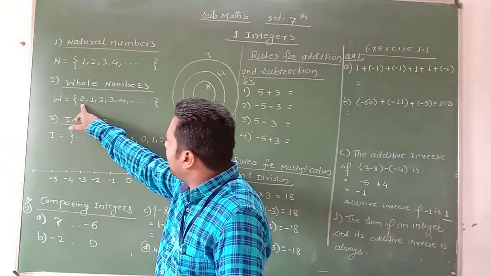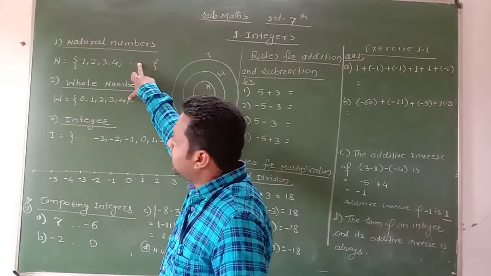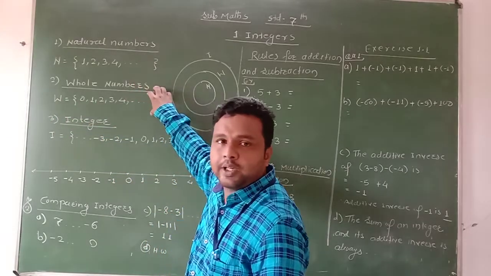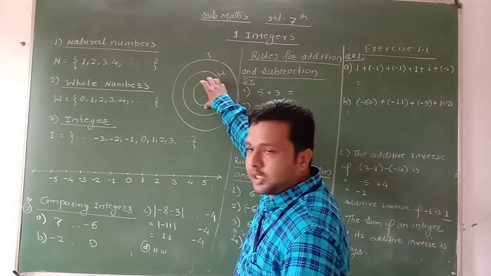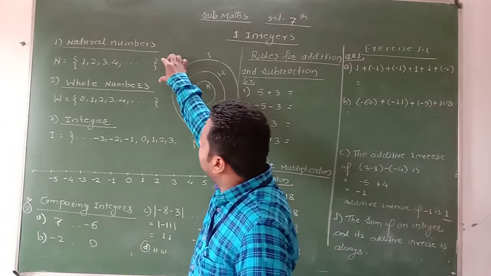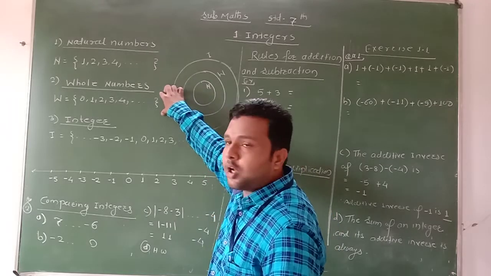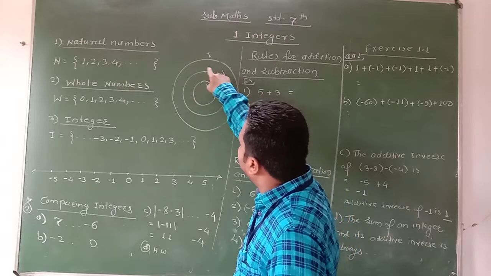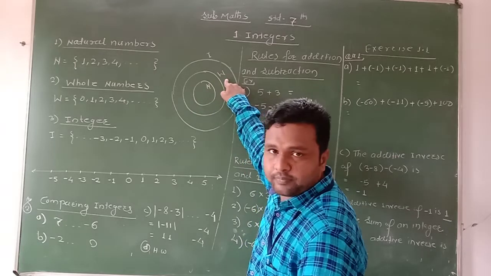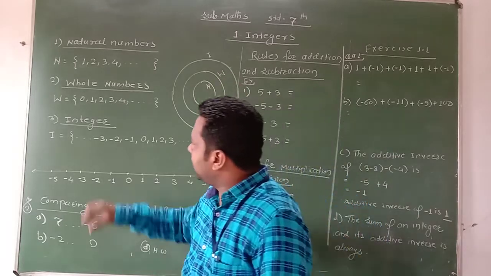Okay. There is 0 and 1, 2, 3, 4. These are the natural numbers and this set of numbers is called whole numbers. If you represent natural numbers by this circle, we know that natural numbers are part of whole numbers, or the subset of whole numbers. Therefore, natural numbers are included in the whole numbers. Okay. Now next is integer.